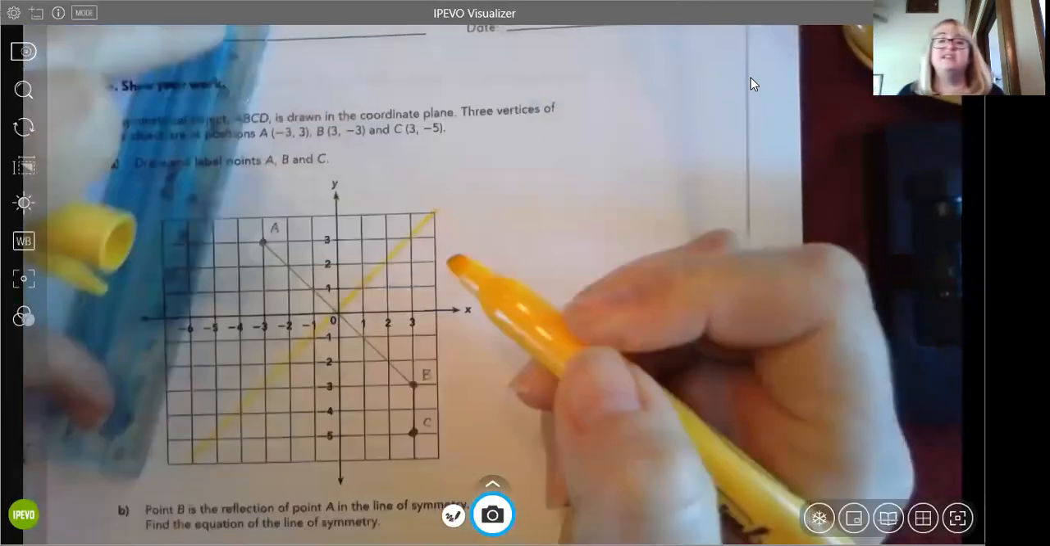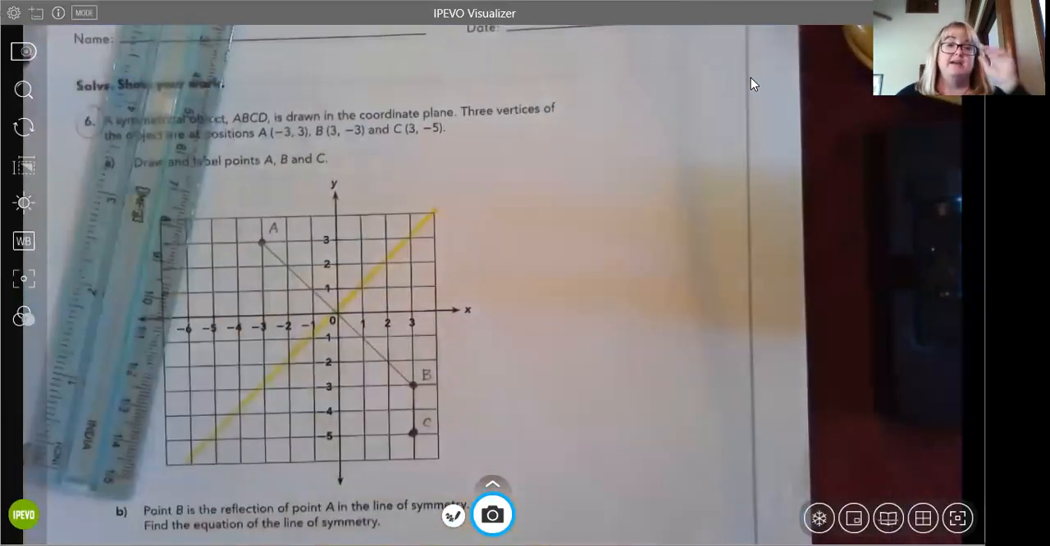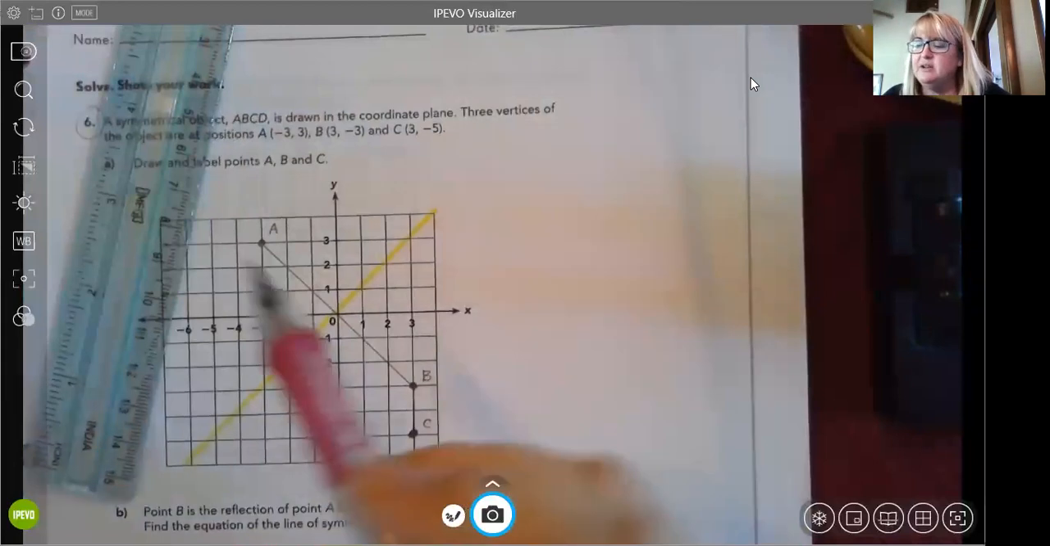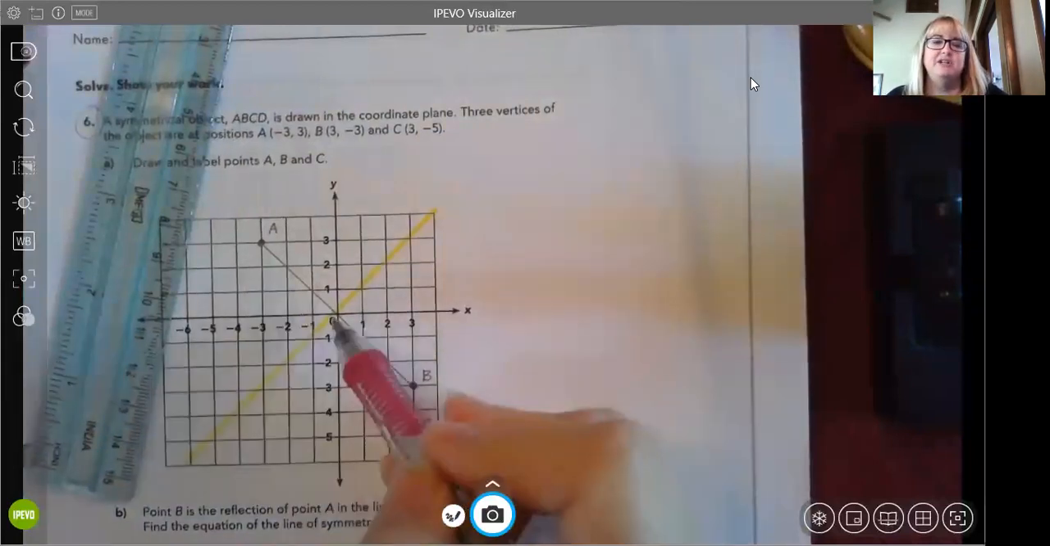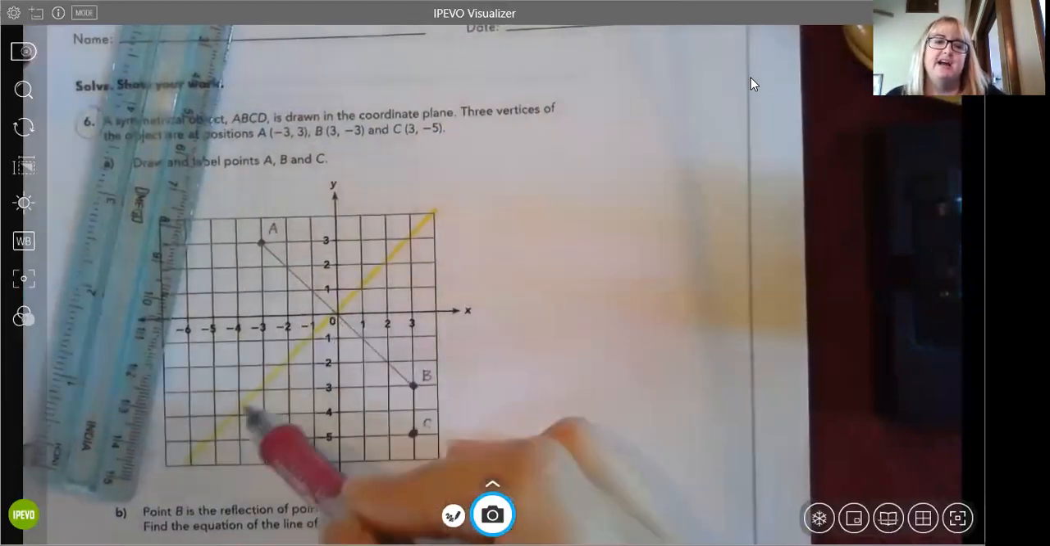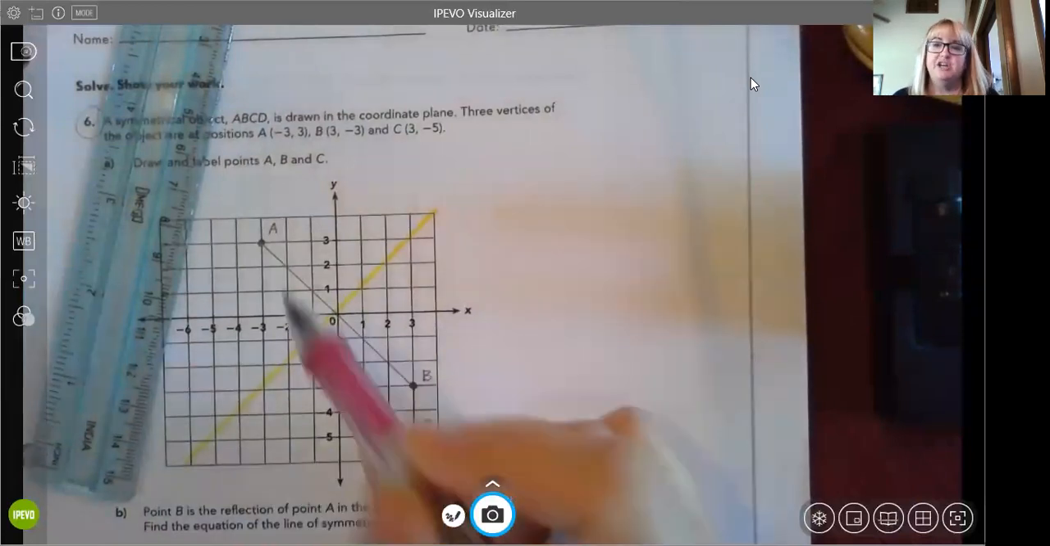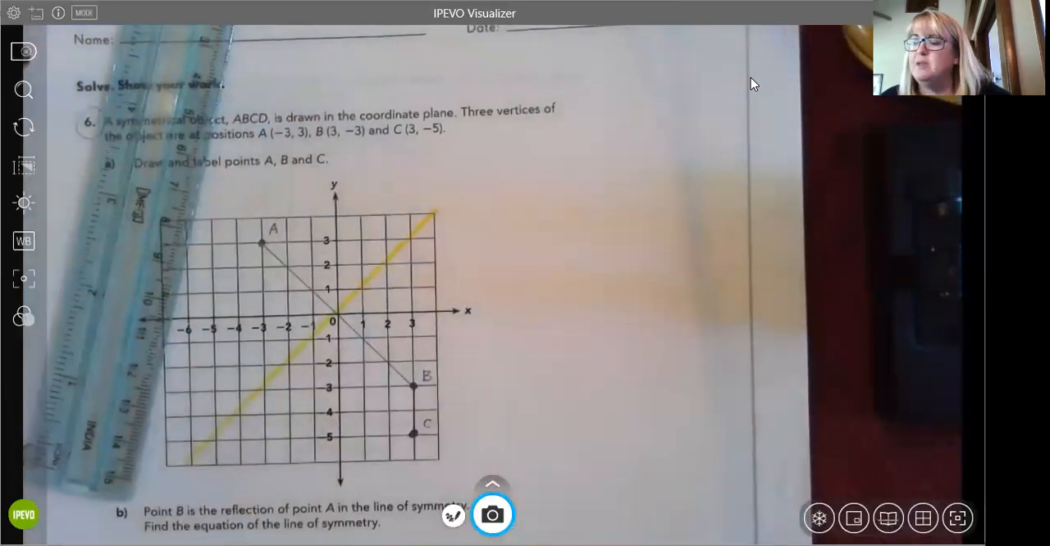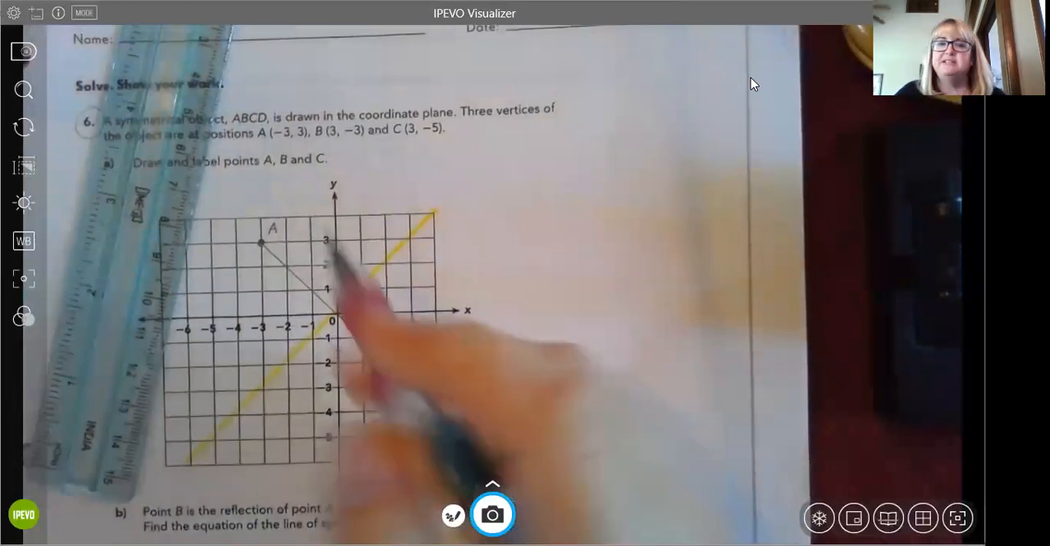That's a little off, but you get the idea. Okay, so this is our line of symmetry. If you could imagine folding it, this is your fold line. These would line up with each other. The edges would line up with each other. All right, so point B is the reflection.